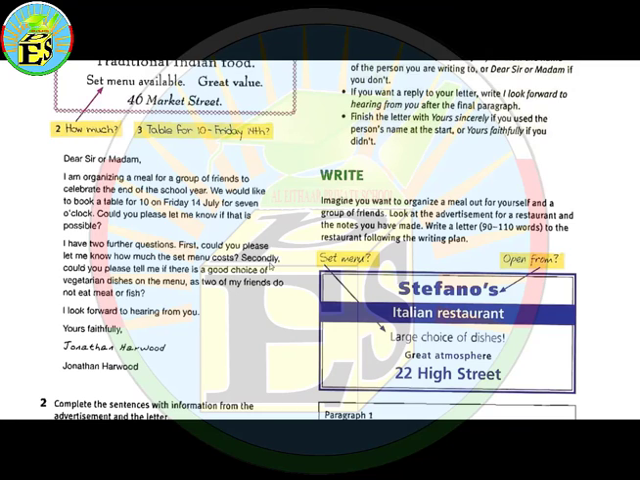And then the third and last request starts from here. Could you please tell me if there is a good choice of, till the end of this sentence once you find the question mark. So this is what you need to underline.